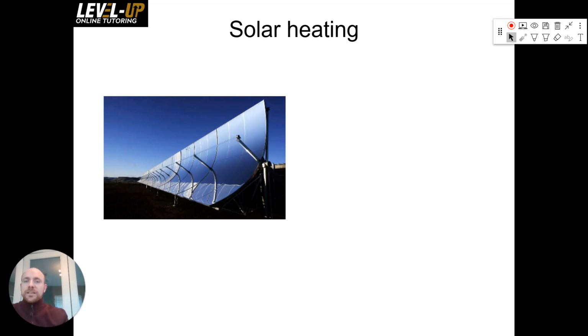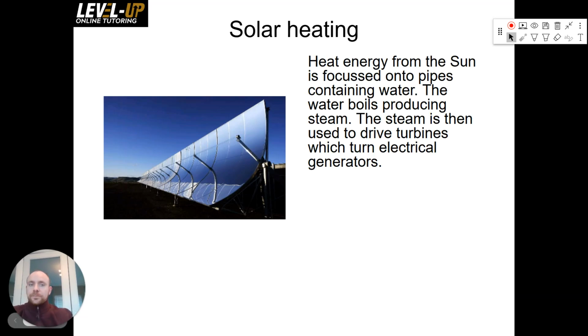Okay, two more methods for the renewable here. Solar heating, slightly different to solar cells. Solar heating is where you're using the sun's power to heat water. So again, you're going to heat that water up to a sufficient temperature that it's producing steam, and then that could generate electricity by moving that steam. But also, again, that hot water can be used to heat houses. So the heat energy from the sun is focused onto pipes, the water boils, producing steam, and the steam is then used to drive the turbines.